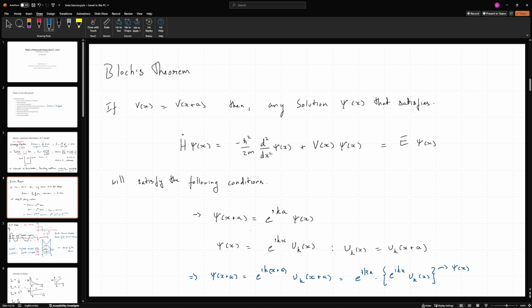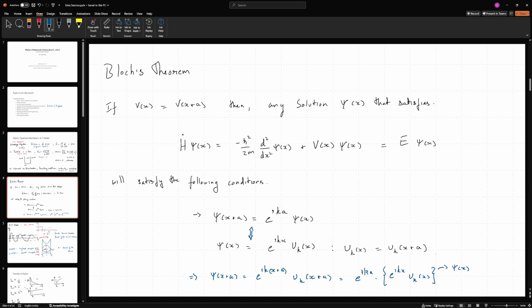These two conditions are equivalent to each other. One implies the other. So remember what you are writing on the left side when you are looking at questions. Remember which form of the Bloch's theorem is given to you. Sometimes we may just write psi of x is equal to e to the power i k times u_k of x. At that time, you need to know that that is the wrong representation of the Bloch's theorem.